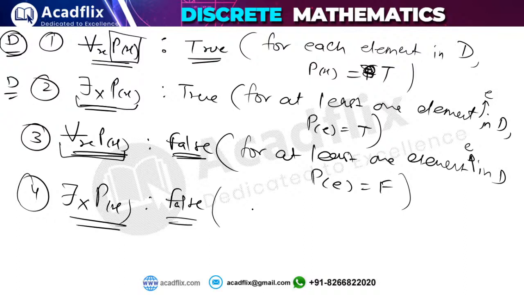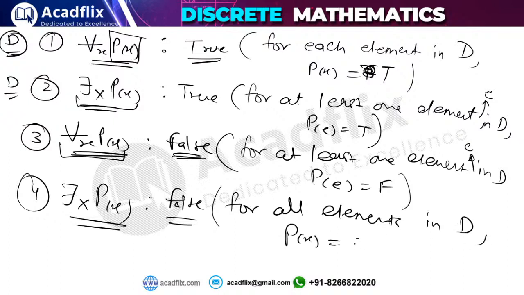What it means? It means for all elements in the domain D, P(x) is false. Because if for all elements in the domain P(x) is false, then it means there is no element for which P(x) is true. So that's why there exists x P(x) will become false. So these are the four very important cases. Remember, when this will become true and when this will become false.